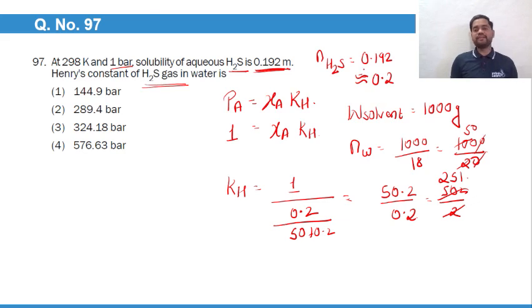Why are we seeing this ambiguity? Here we have done approximations, so we have done approximations over here. So that's why the value will be somewhere nearby 251, and the value near to 251 is 289. So that might be the right answer. Yes, 97, option number 2 is the right answer.